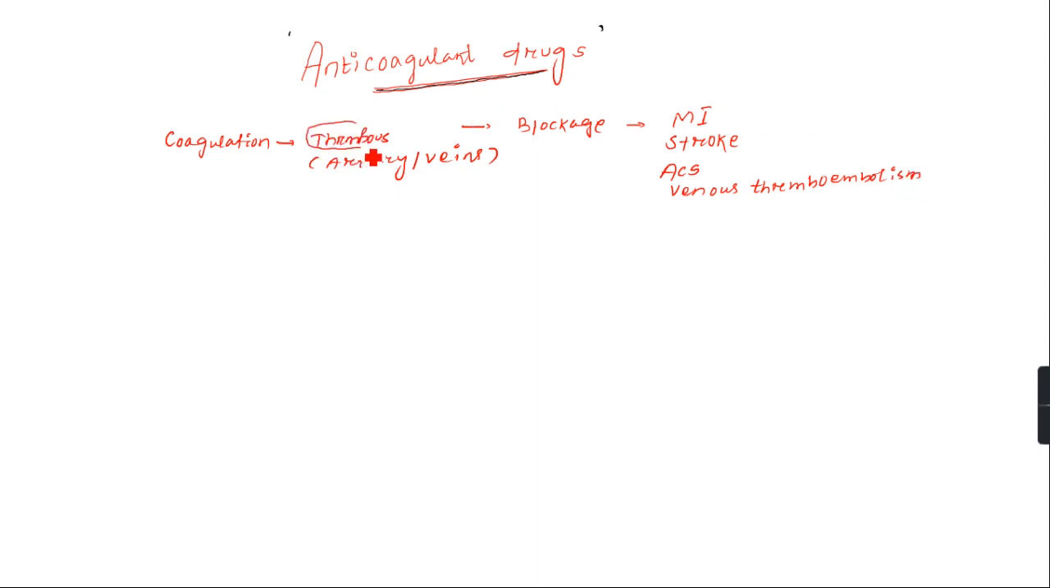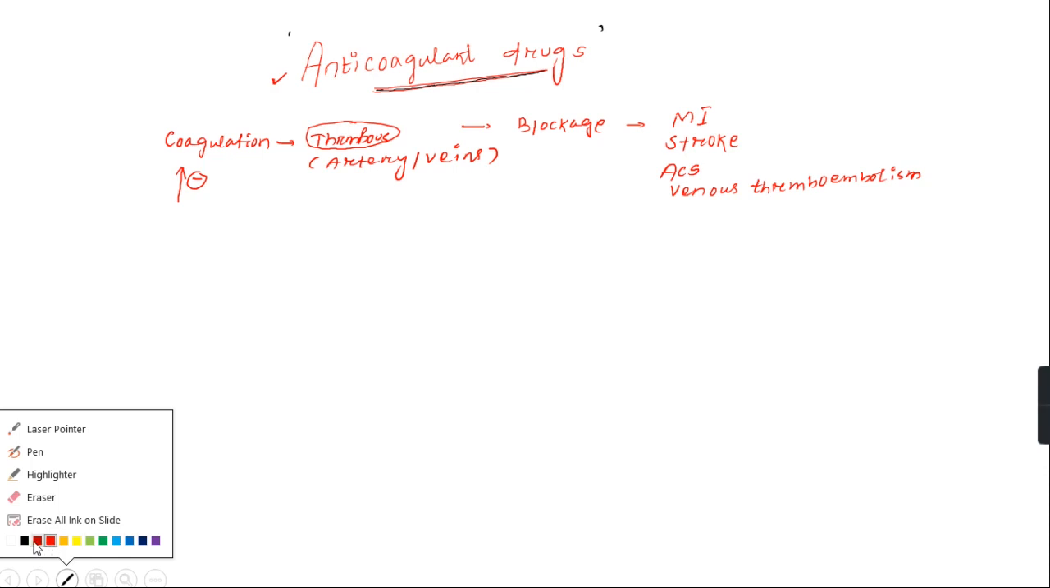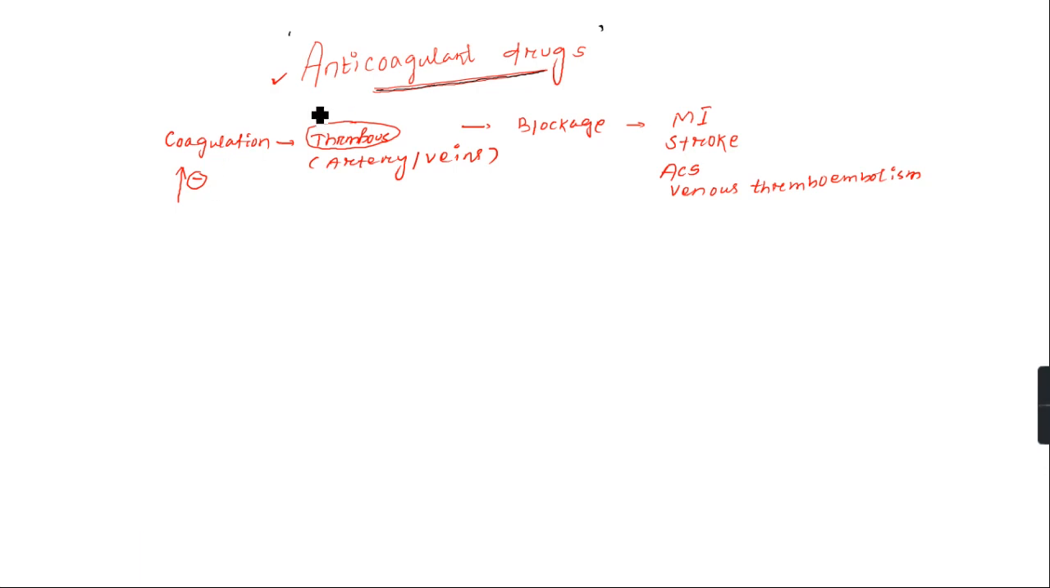This thrombus formation is a very dangerous thing for the human body because it can block your artery or vein, or interrupt your blood flow. So to prevent this coagulation, we have a class of drugs that prevent coagulation, that is anticoagulants. This class of drugs is divided into two categories: in vivo and in vitro.